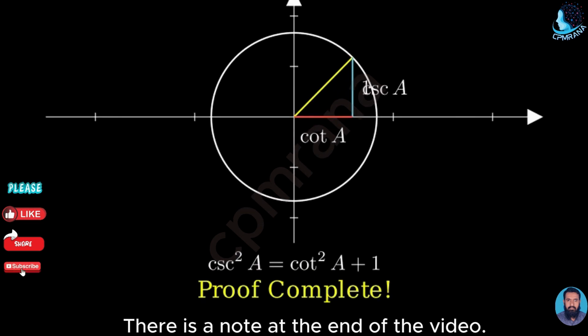We've shown both algebraically and geometrically why 1 over sine squared a minus 1 over tangent squared a equals 1.